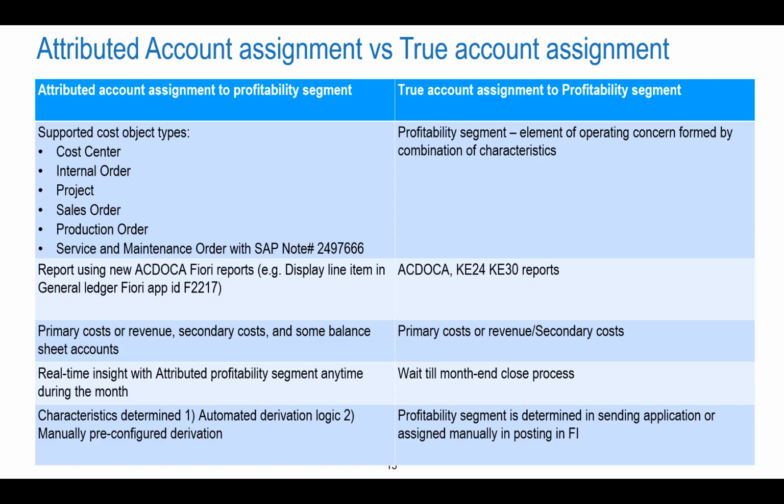You know, in the classic world, when we talk about revenue and secondary objects, it is only relevant to the P&L line items. And then you get real-time insights with the attributed profitability segment anytime during the month. With the true account assignment object, you have to wait till the end of the month. And then characteristics are automatically determined based on the postings at the time of the given duration in the period. The profitability segment is determined from the sending application, like I mentioned earlier. So these are the key differences you might want to know.